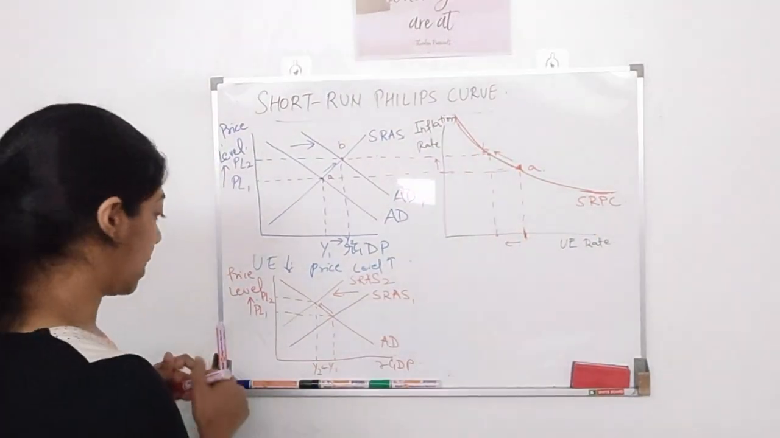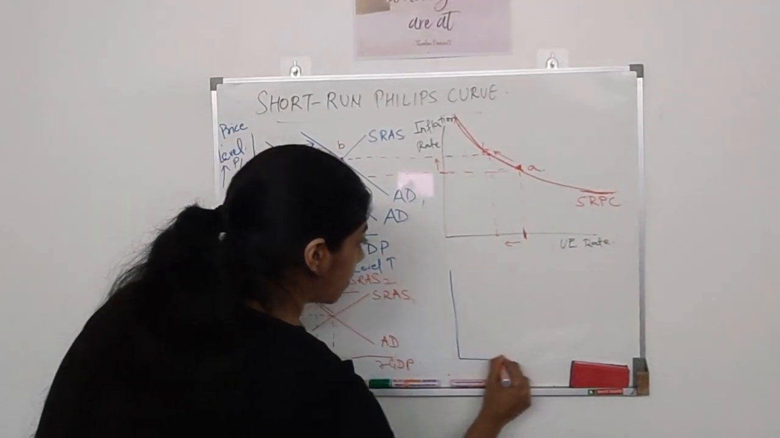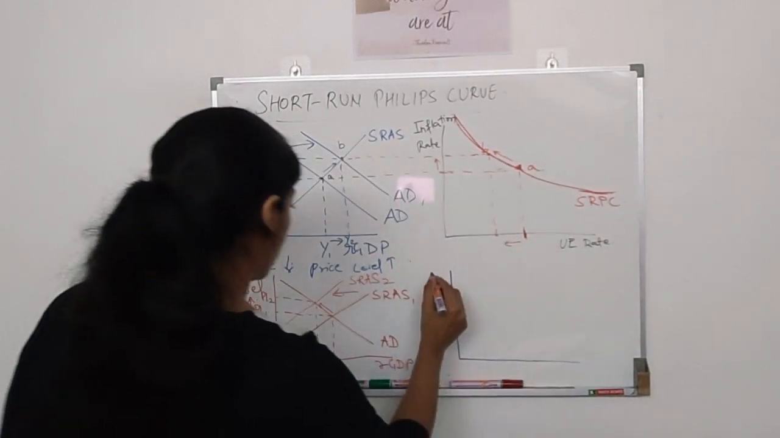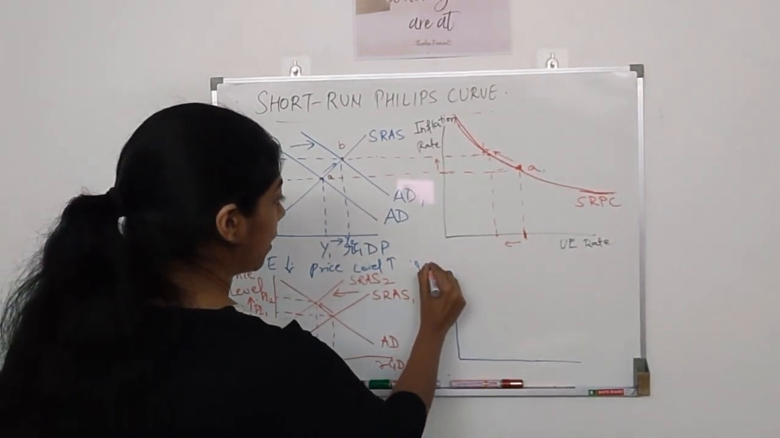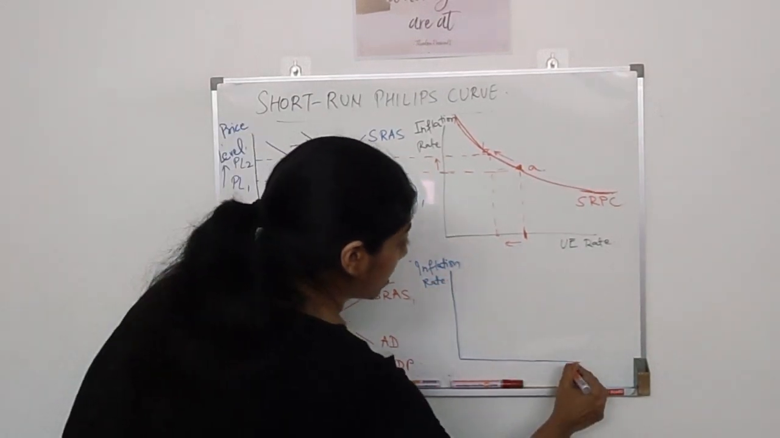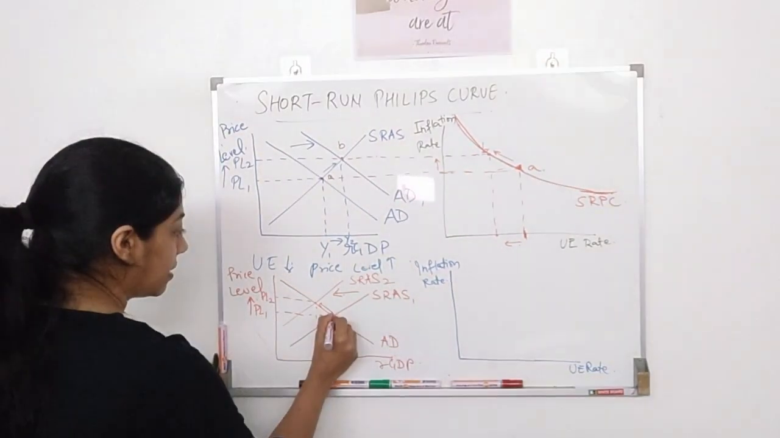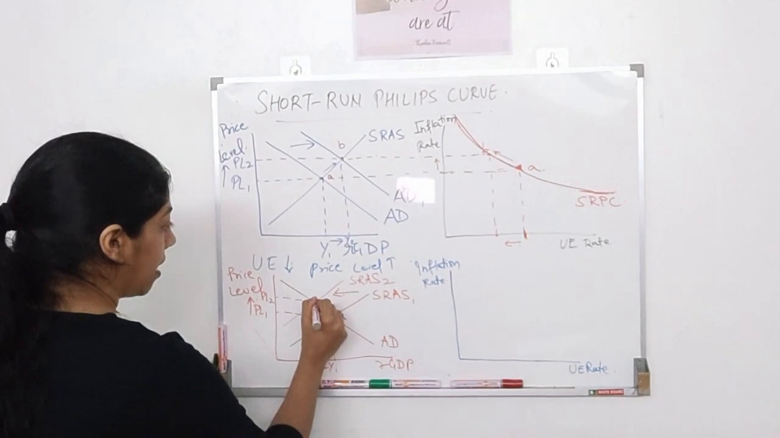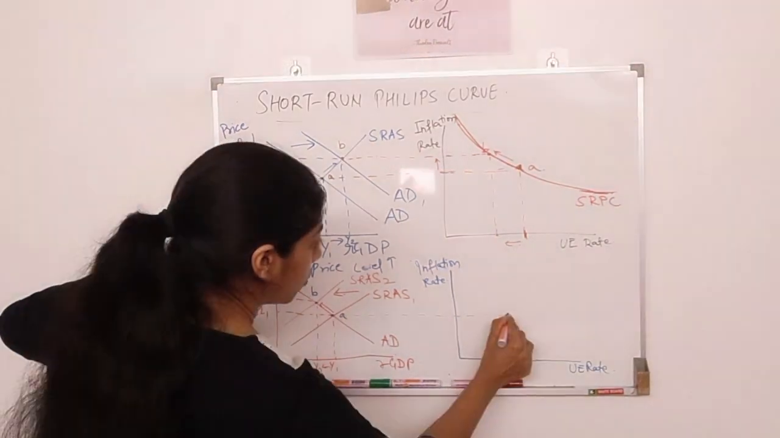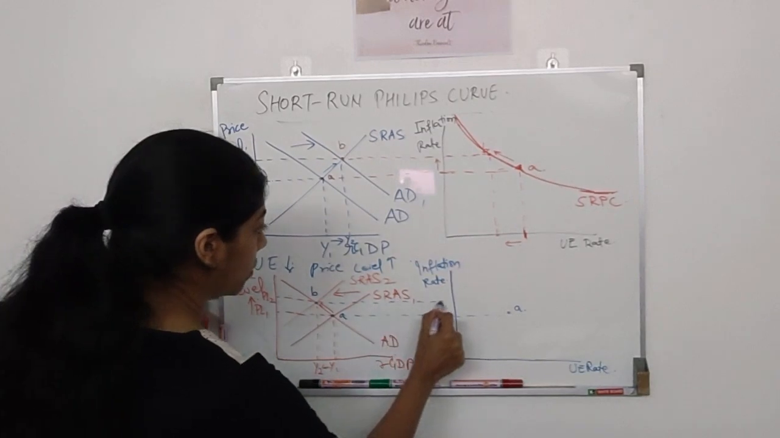So how do we show it? Let's try a short-run Phillips curve for this situation. On the y-axis, we take the inflation rate, and on the x-axis, we take the unemployment rate. Let's again mark our points. This one is A and this one is B. So you want to show A over here. And what about B? How do you show that?